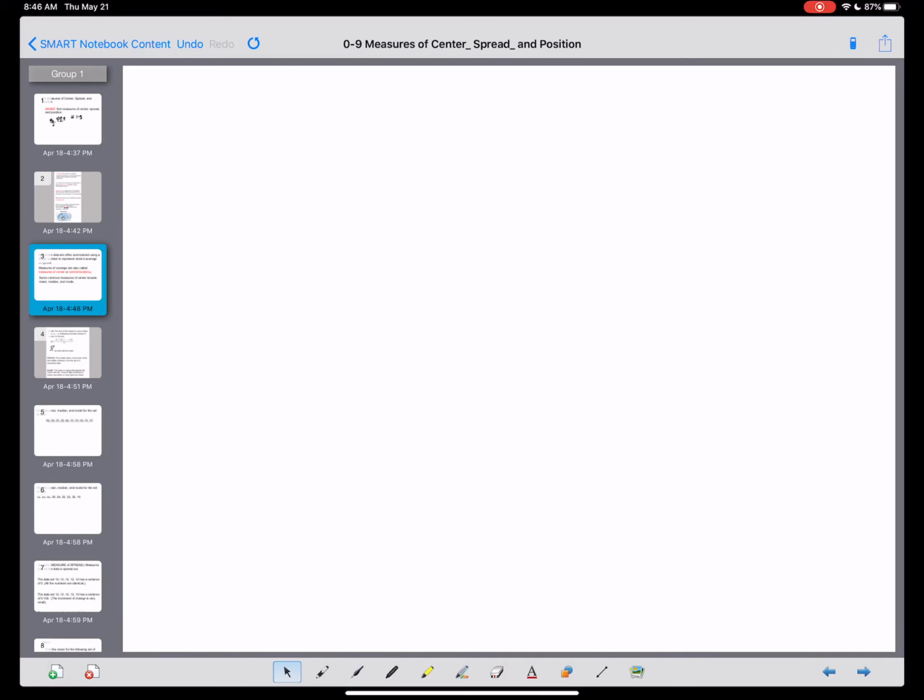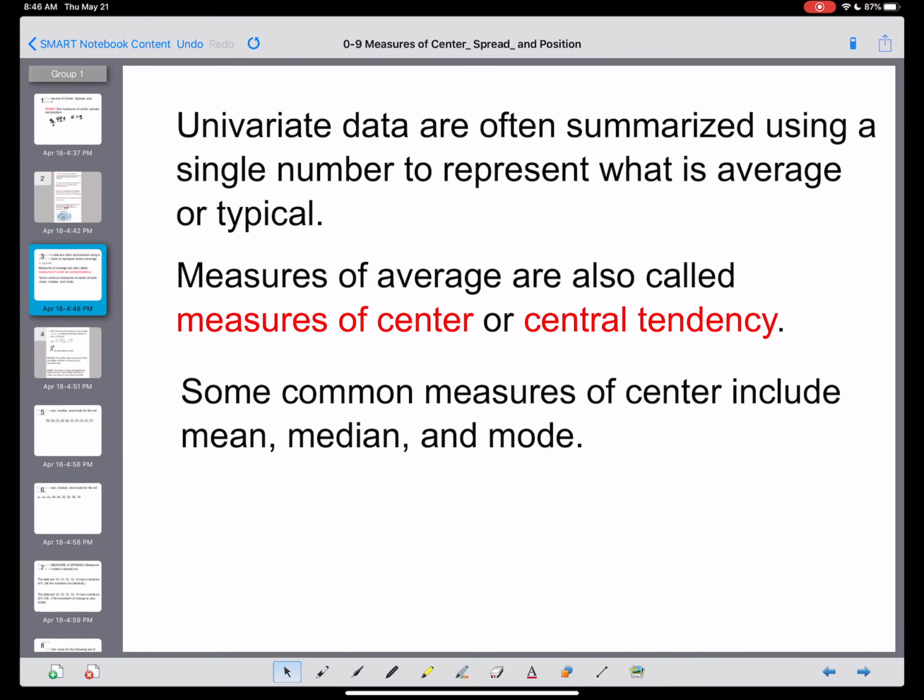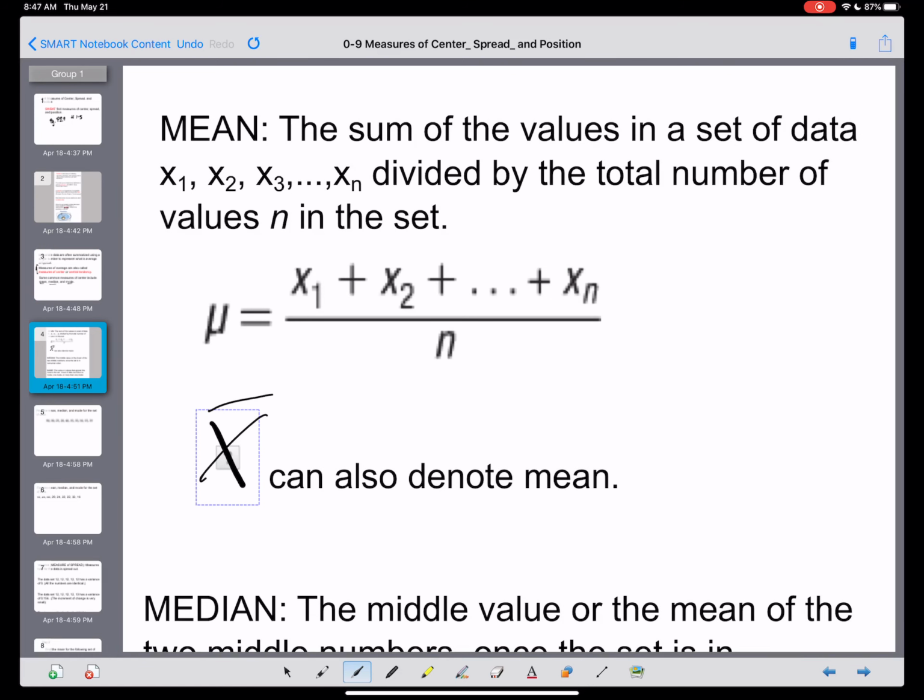Next, univariate data are often summarized using a single number. Measures of average are called measures of center, or central tendency. Some of the most common measures are the mean, median, and mode, and that's what we're going to focus on today. You should already know how to do this, so I'm going to go through it relatively quickly because there are a lot of slides.